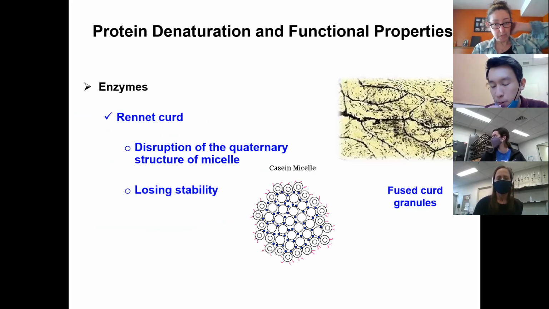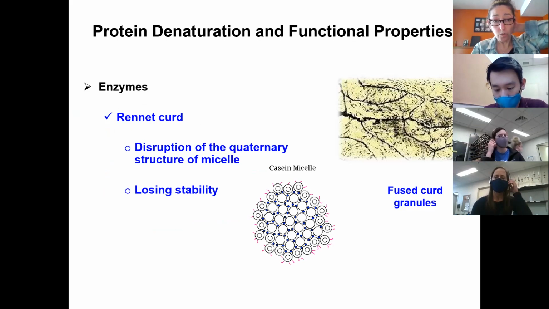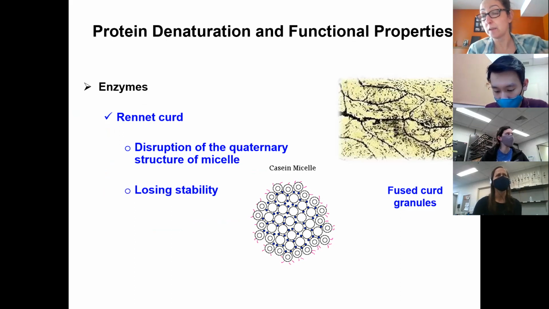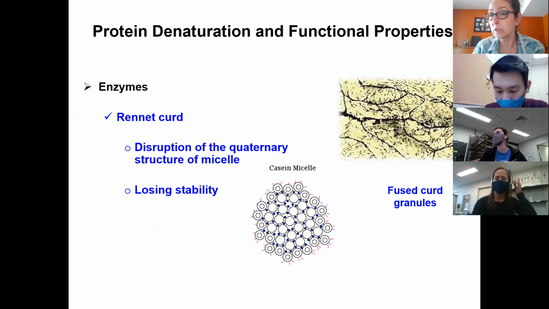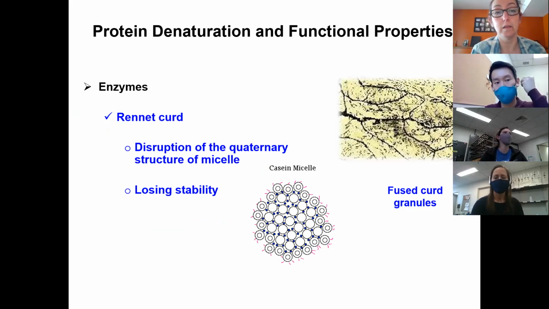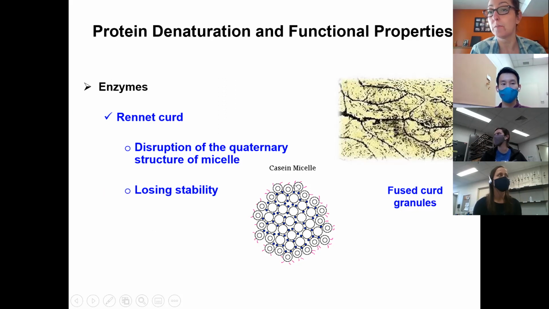Okay, enzymes. Like I said, breaking the primary structure is also denaturation of the protein. The example here is the formation of the curd. When you add your chymosin, it's going to cleave off the glycomacropeptide that stabilizes the casein micelle. Then the caseins will fuse together by hydrophobic interactions, as well as calcium phosphate bridges.